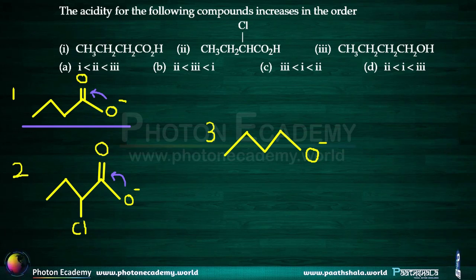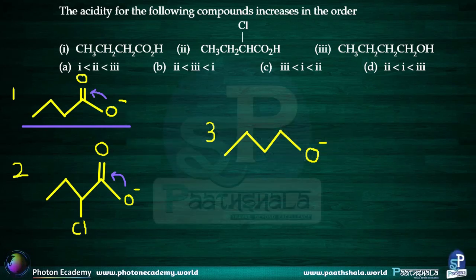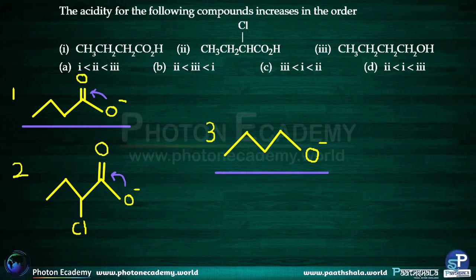But in the third compound, what we observe is that there is no resonance here. Thus, the acidic strength of compounds 1 and 2 is more than that of compound 3, as the conjugate bases formed for compounds 1 and 2 are more stable than the conjugate base for compound 3. Thus, among the following compounds, compound 3 is going to have the lowest acidity.